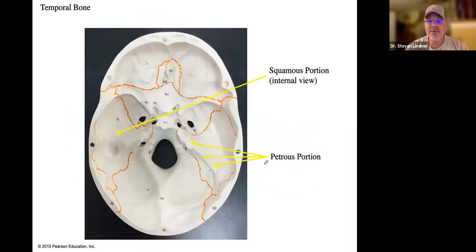When we look at the skull, there's the petrous portion, and again, here's the squamous portion of the temporal bone.